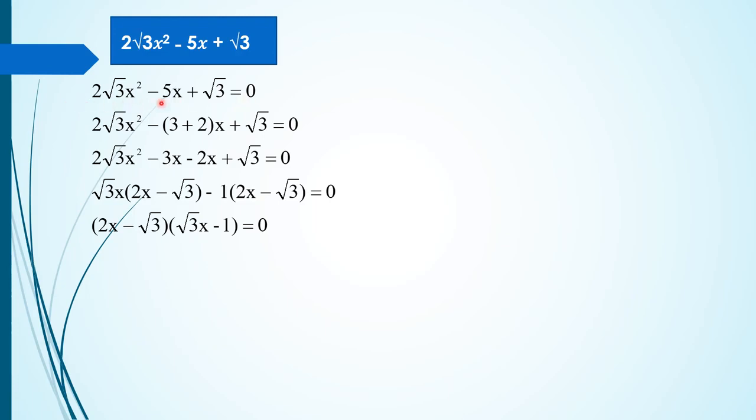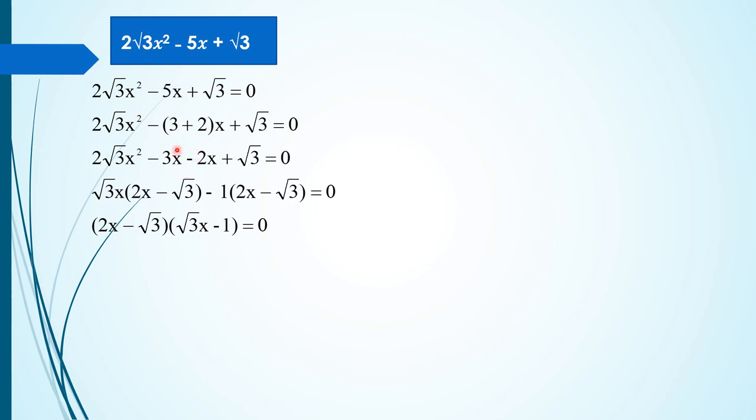Here I will go for splitting the middle term. That means we have to write 5 as the sum of two numbers whose product is equal to AC. A is 2 root 3 and C is root 3. The product AC is equal to 2 root 3 into root 3, that is 2 into 3, which is 6. Now we need two numbers whose product is 6 and whose sum is 5. That's why 3 and 2 is the suitable pair.